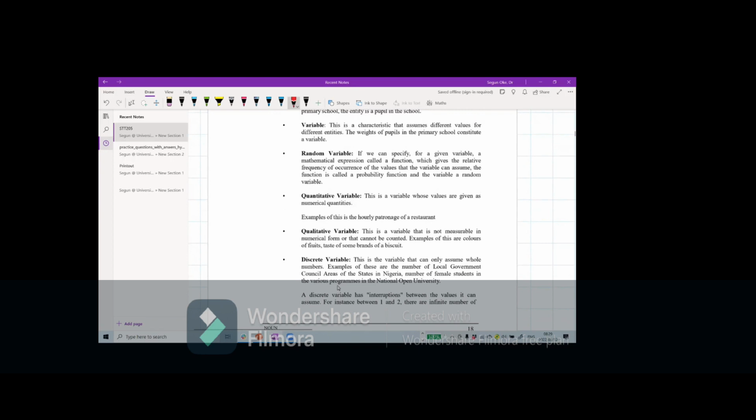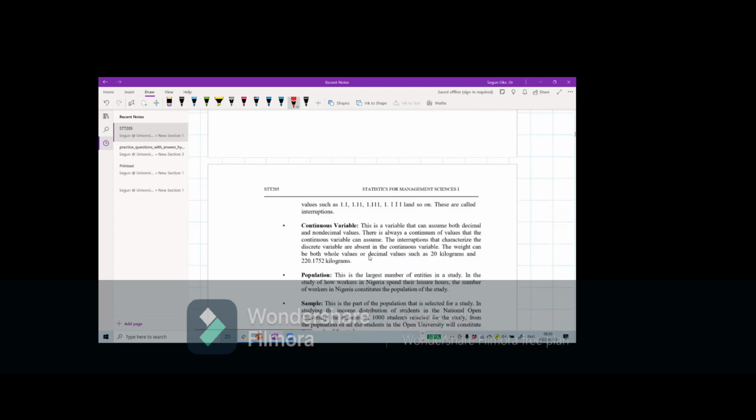So, discrete variable. The discrete variable is also a kind that assumes whole numbers. Examples are the number of local government councils in a particular state in Nigeria, the number of female students, like I explained the other time, let's say the number of female students online now, and the number of various programs the university is running. So all these things are very important.